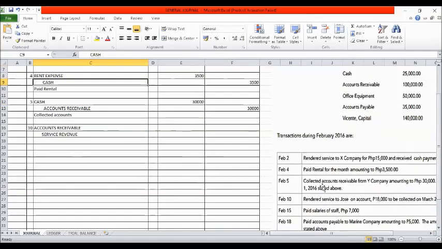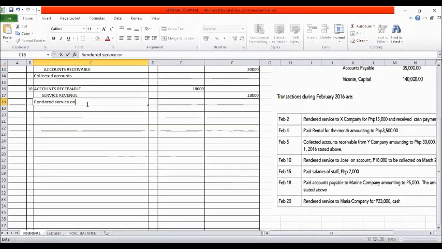Sa February 10 transaction naman, rendered service on account. So meaning, hindi pa tayo kaagad naka-receive ng payment nila. That's why we debit accounts receivable and we credit service revenue. Parang nag-provide na tayo ng service pero hindi pa nila binayad. So accounts receivable and then service revenue. So very good pa rin kay Jerry and very good sa mga sumagot ng service revenue for the credit side.